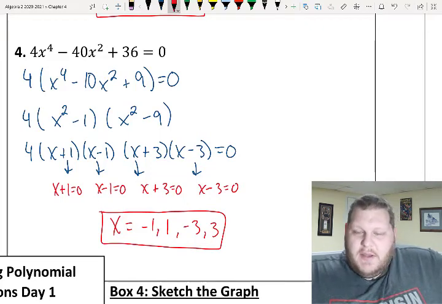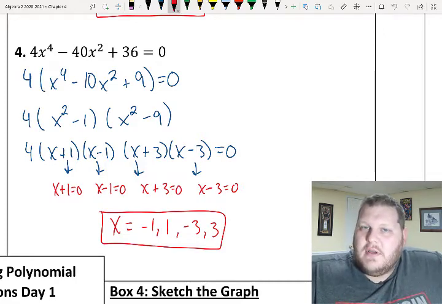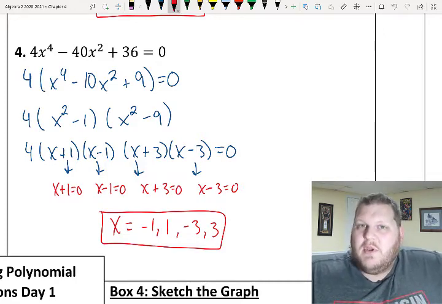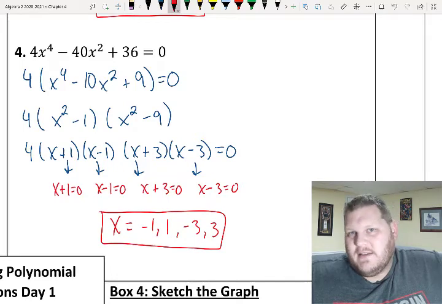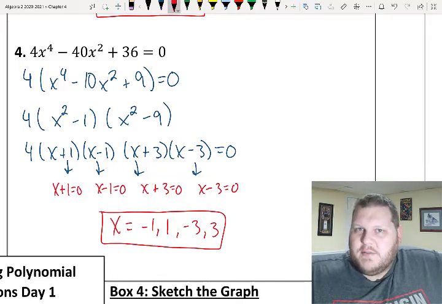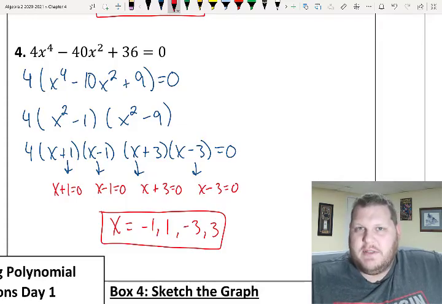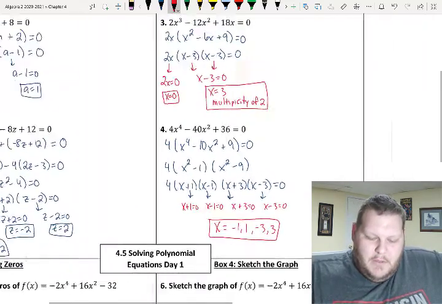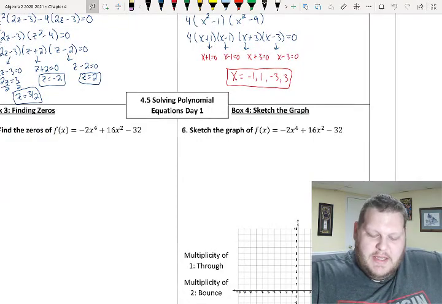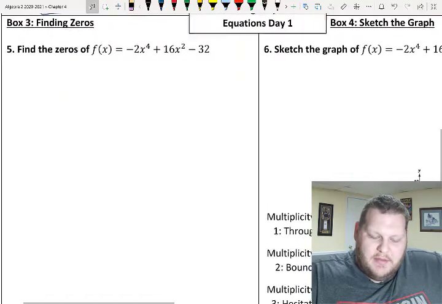So in this case, even though I have multiple solutions, I don't have any multiplicity because none of those solutions are exactly the same. There's the sign difference between the 1 and the -1, the 3 and the -3. So this one actually doesn't have multiplicity. Okay. All right. So taking a look over here at box 3.